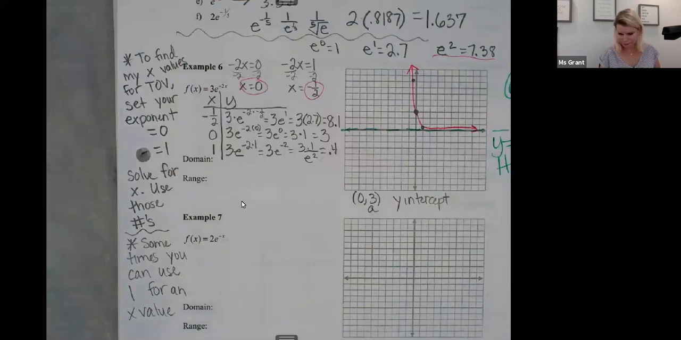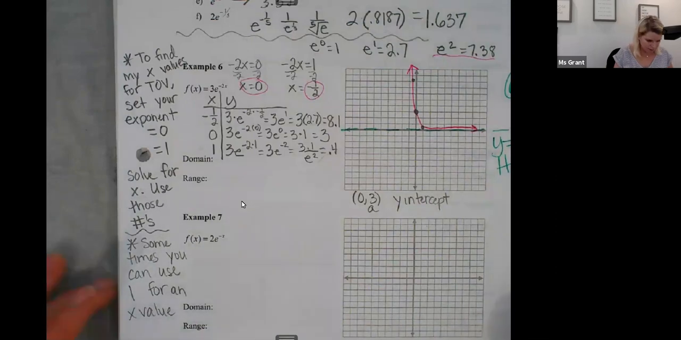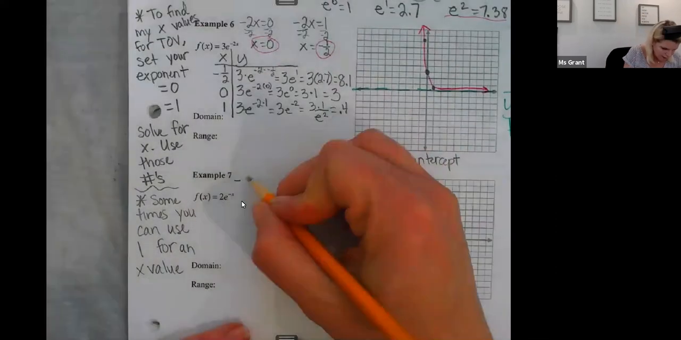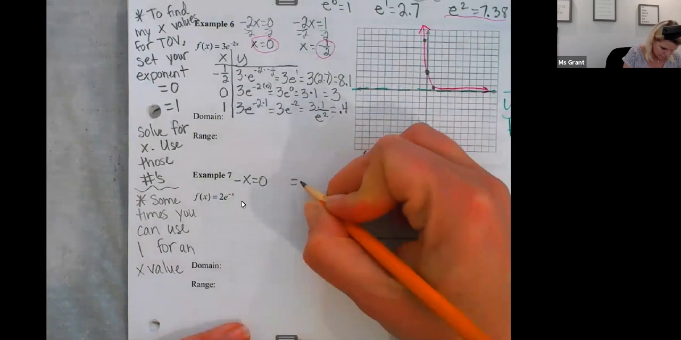Example 7, moving on. Set my exponent equal to 0. Okay. Negative x equals 0.